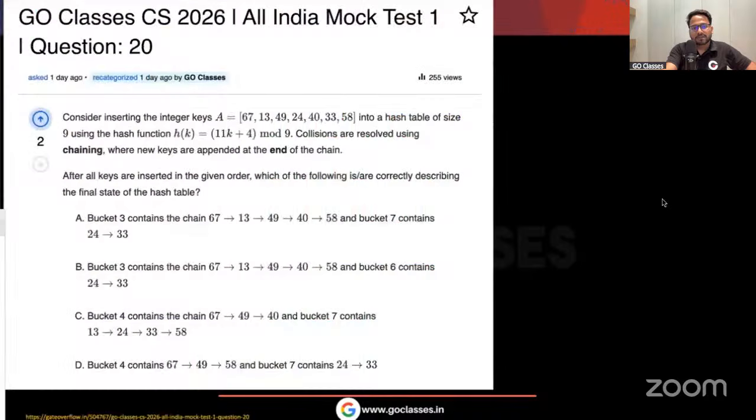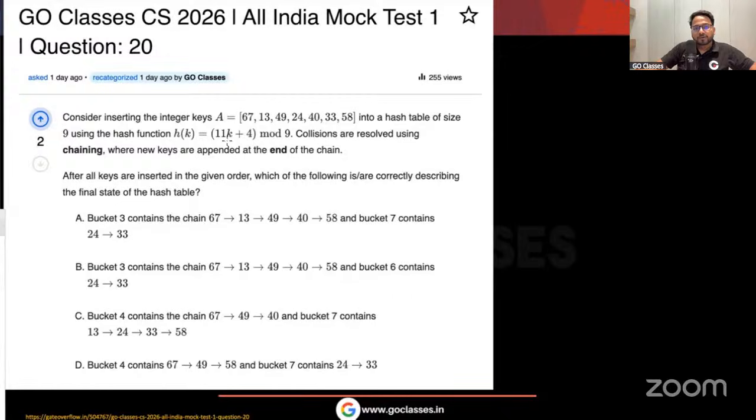Now let's see the next question. In this question, they are saying that some keys are given, and a hash function is given: 11k plus 4 mod 9. Then they're asking that if you're using chaining, which of the following options are correct?